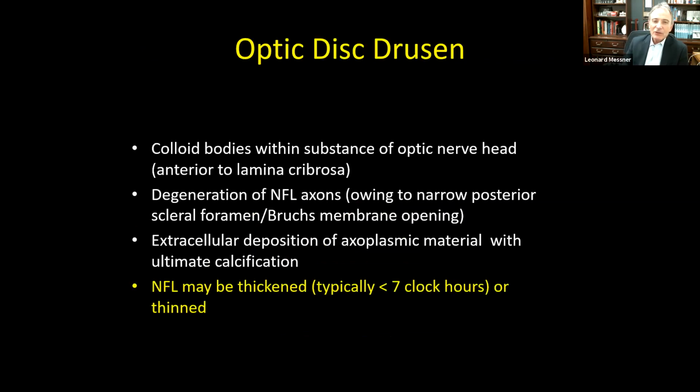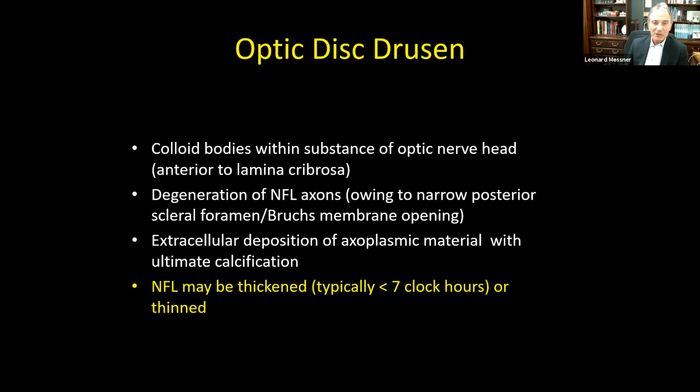With that, I want to talk a little bit about optic disc drusen, because this is a finding that may or may not be associated with an anomalous optic nerve. I think the best way of thinking about optic disc drusen is that disc drusen is a byproduct of degenerating axons within the optic nerve.